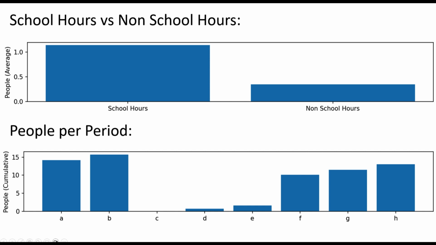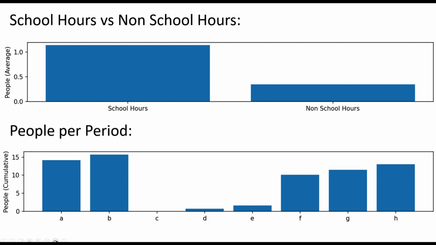These are the other two graphs that I made using the same data. The first one is the average number of people in the room during school hours and non-school hours. So the y-axis is the average number of people during that time period, and the x-axis, obviously, school hours and non-school hours. So as you can see, it makes sense. There's a lot more people during school hours than there are non-school hours.